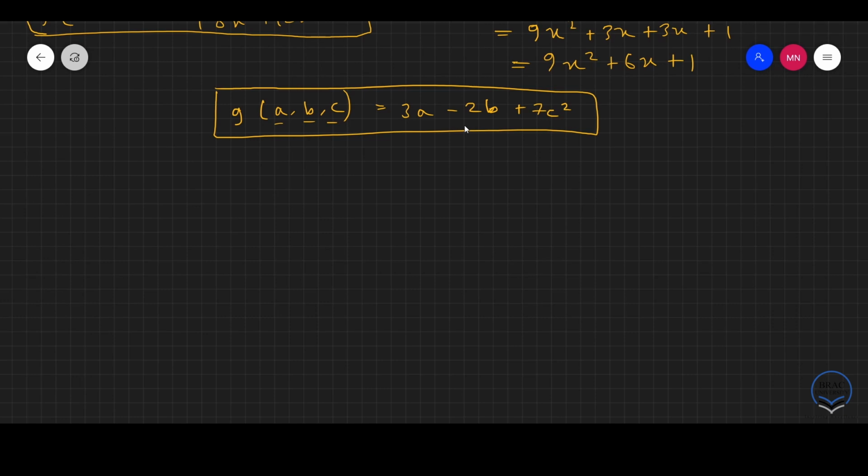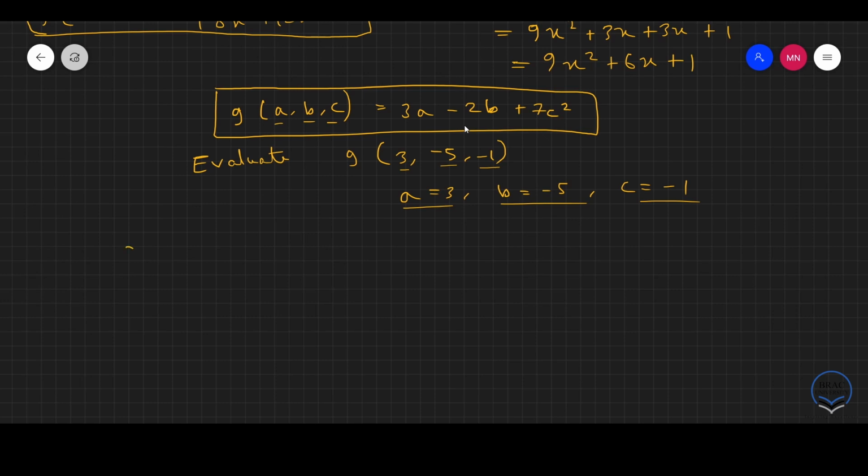So the question is that we have to evaluate g of 3, minus 5, and minus 1. Right, so how do we do this? Well, in this case, we know that a is equal to 3, b is equal to minus 5, and c is equal to minus 1. Our inputs are given. All we have to do is substitute these values into the function g.